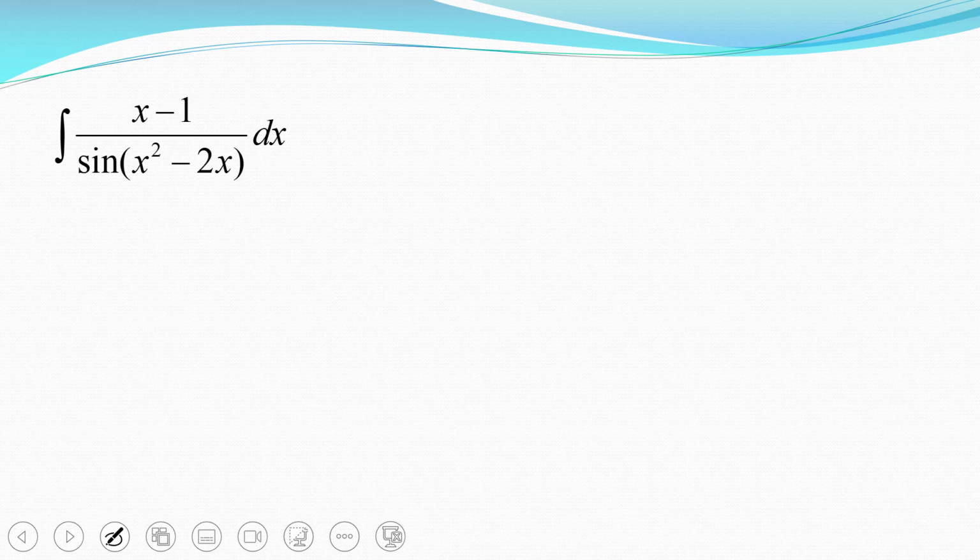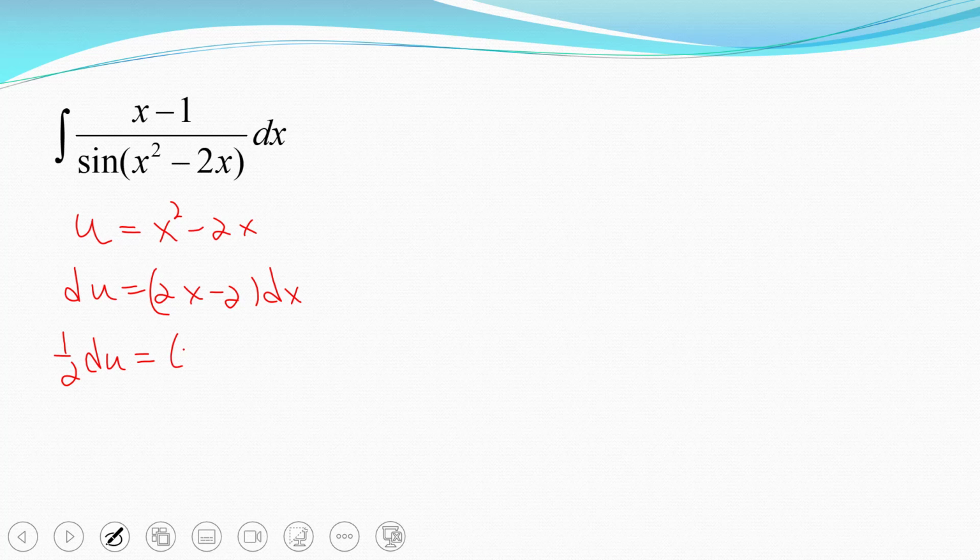I want to know what's this antiderivative. This one's a little sneakier. Not much, but a little bit. Here, I'd let u equal x squared minus 2x. Then du would be 2x minus 2 times dx. Notice I can divide both sides by 2 to get 1/2 du equals x minus 1 dx.